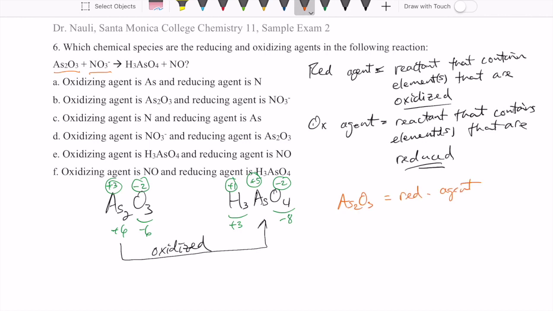reducing agent. Okay? And then we can, of course, simply conclude that the other reactant, NO3 minus, must be our oxidizing agent in this case. So oxidizing agent NO3 minus, reducing agent As2O3.